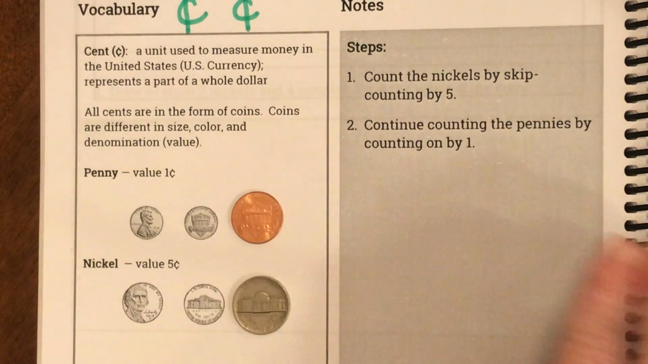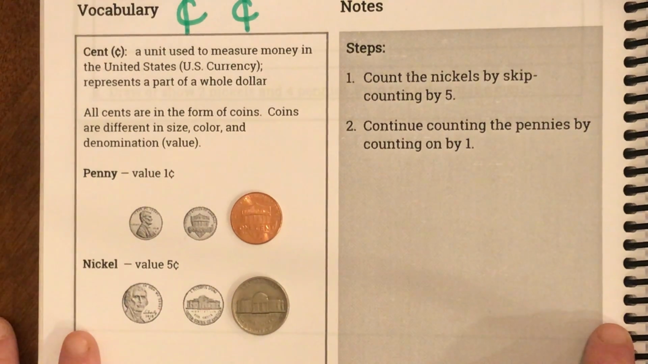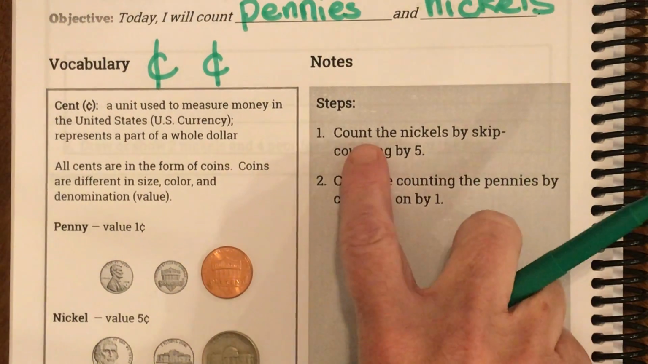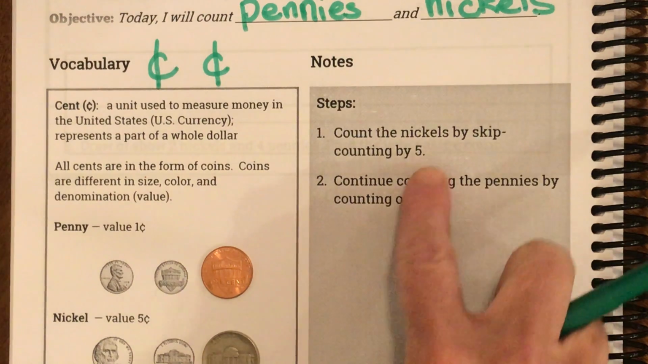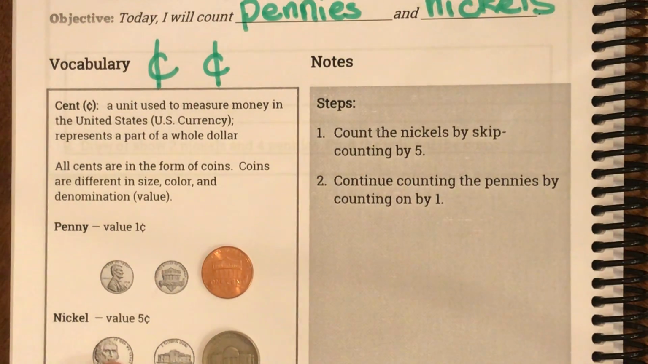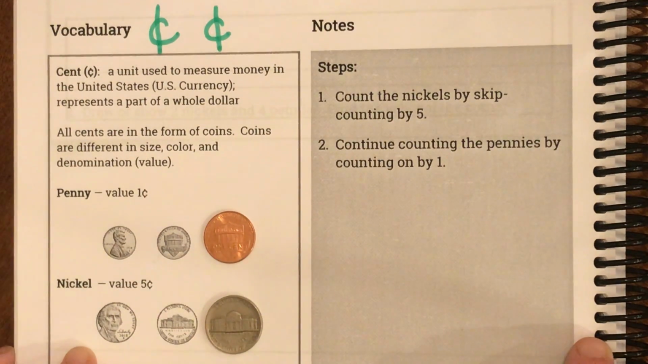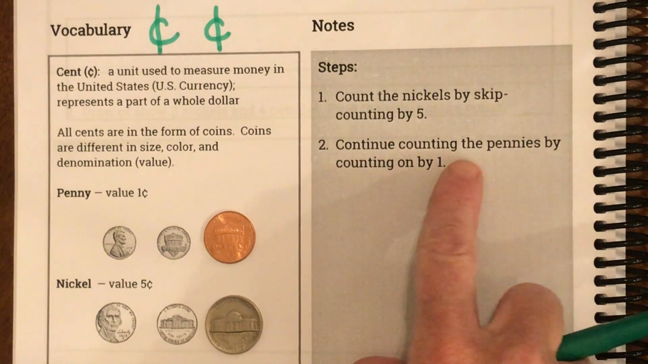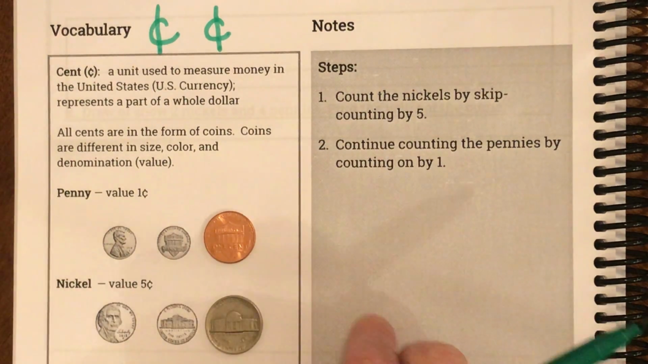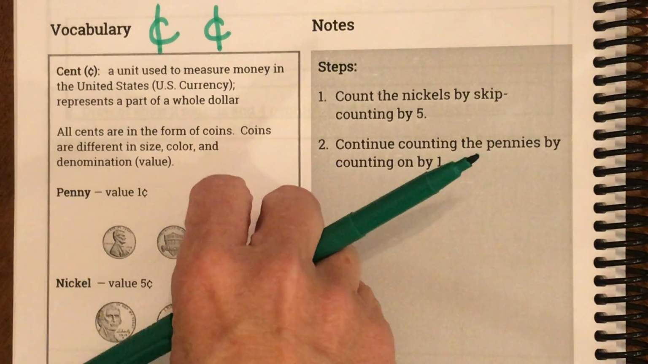Okay, so today we're going to be counting money based on pennies and nickels. Okay, so we have count the nickels by skip counting by 5. Now the reason we'd skip count by 5 is because nickels are worth 5 cents each. So when we skip count by 5, we go 5, 10, 15, 20, 25, and we continue. And then it says continue counting the pennies by counting on 1. And the reason we'd count on 1 is because pennies only have a value of 1 cent.